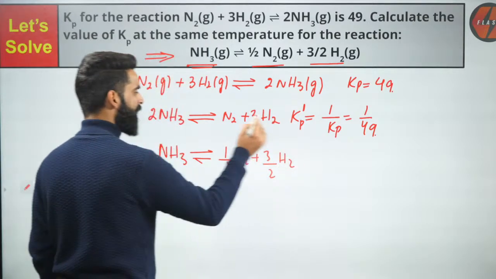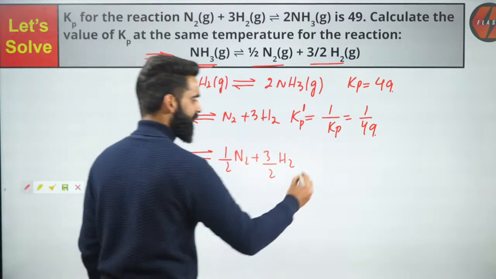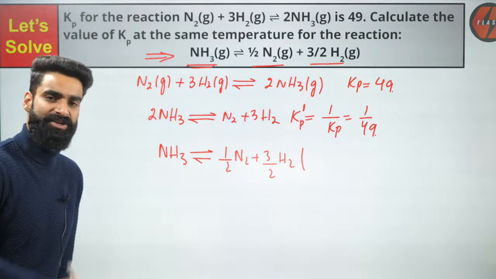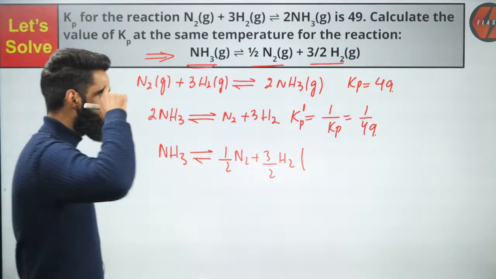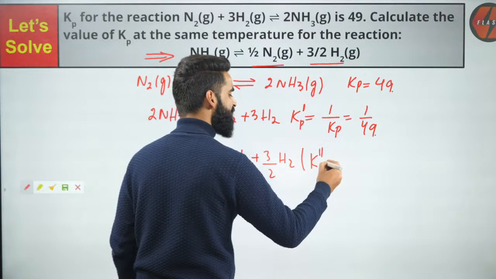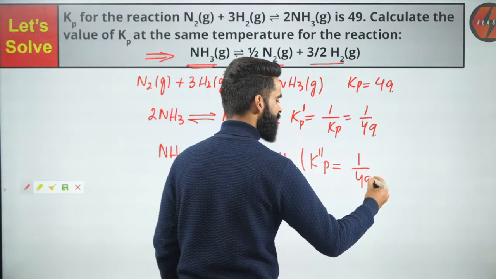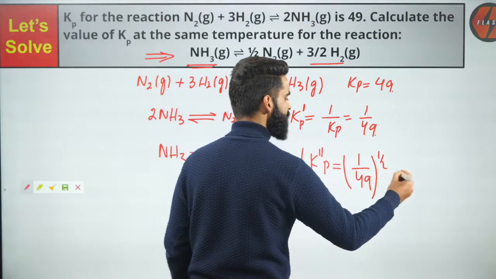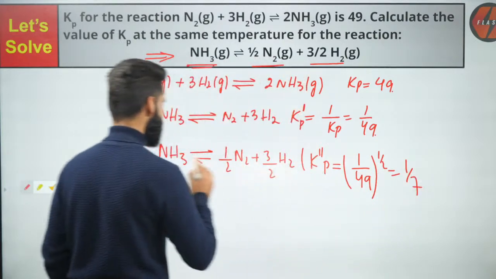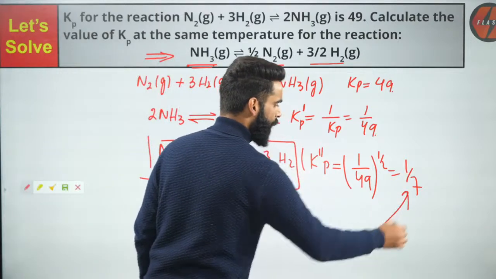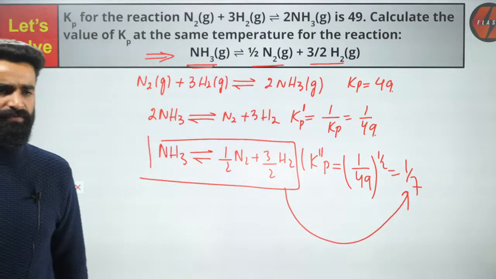What did I do? I multiplied this reaction by 1 by 2. And if you remember, I told you that whatever number you multiply the reaction by, that number goes to the power of the equilibrium constant. So the new equilibrium constant, K double dash P, is simply equal to 1 divided by 49 to the power 1 by 2, which is simply 1 divided by 7. This is the reaction for which we were supposed to calculate Kp, and we have calculated it to be 1 by 7. Let me know if it's clear to everyone.